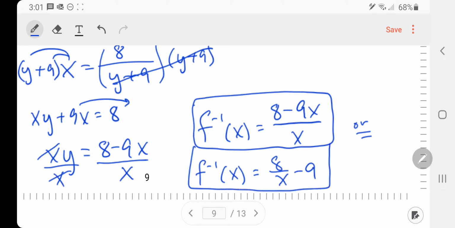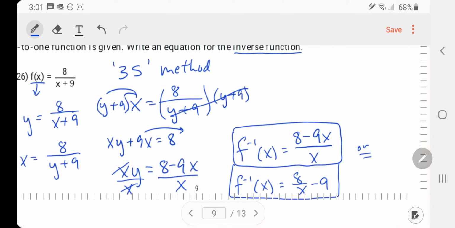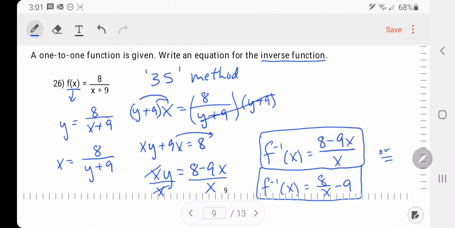Now, you don't have to have them both. One or the other would be fine. But I want you to notice that you cannot cancel these x's unless you separate into two separate fractions. The 8 has to be over the x also. And then if you do 9x over x, the x's will cancel and leave you 9. And so there's the two acceptable answers for number 26. Again, you don't have to have them both. One or the other is fine. Next page.